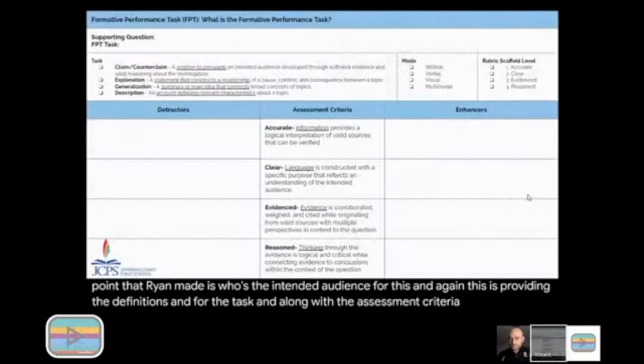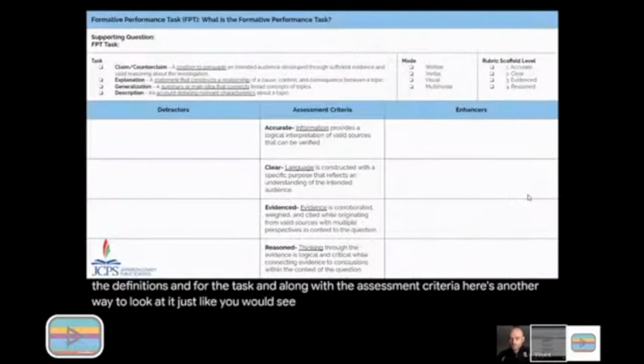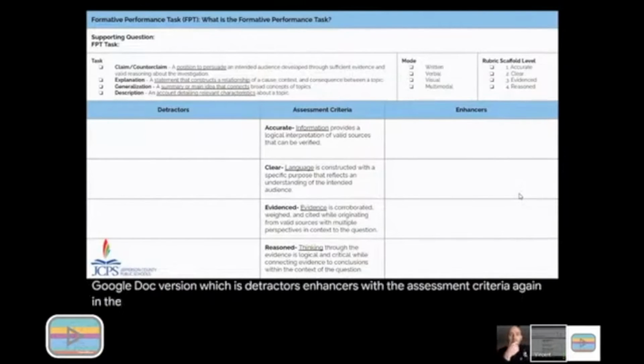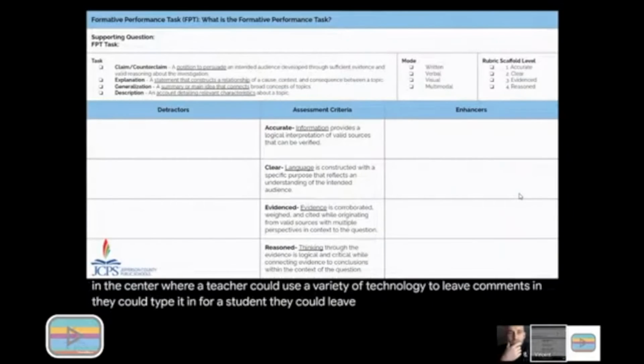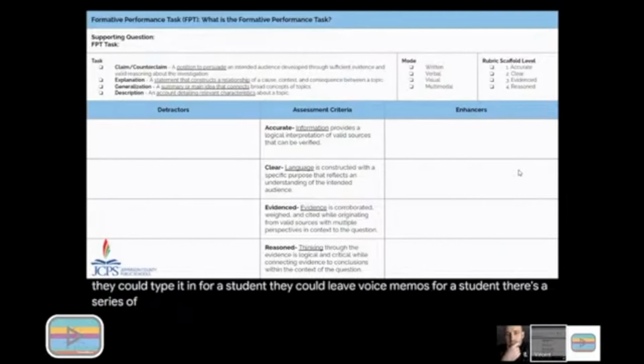Here's another way to look at it, very similar to what you would see in the Google Doc version, which is Detractors and Enhancers with the assessment criteria again in the center, where a teacher could use a variety of technology to leave comments in. They could type it in for a student. They could leave voice memos for a student. There's a series of technology and add-ons that they can use if they would like to do it that way.